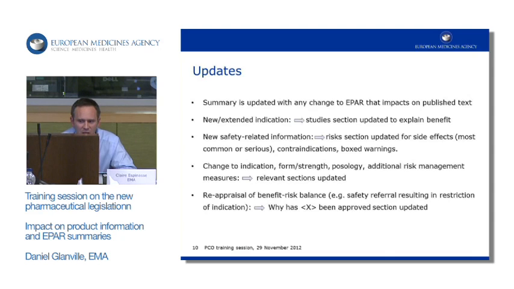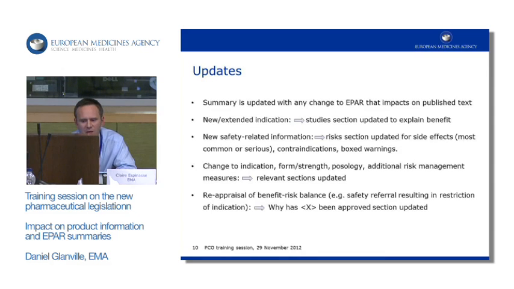So the risk section that I showed you will always be updated if there are new side effects included in the product information from the most common or serious categories, contraindications, and there may be some cases where particularly important warnings could be included there. Then if there's any change otherwise to the indication, the pharmaceutical form or strength through a line extension, to the posology or any additional risk management measures, the relevant sections of the summary would also be updated for those.